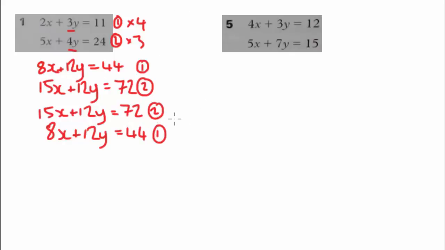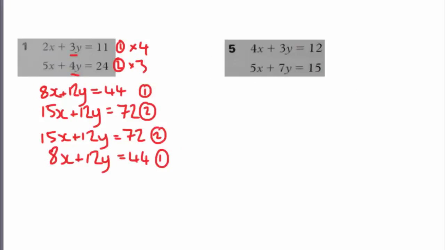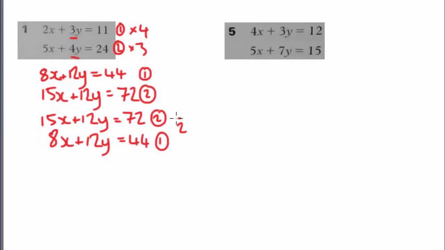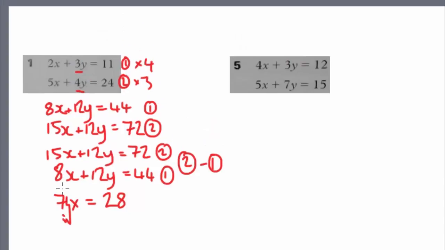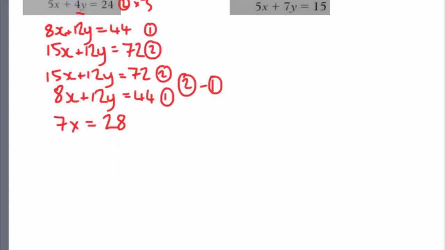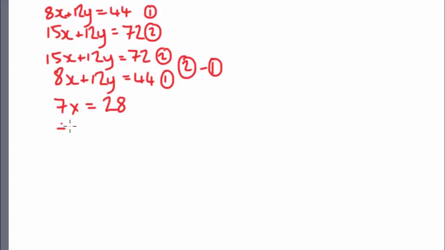So we can then subtract these, so we can do equation 2 subtract equation 1. So that's 15 minus 8, that gives us 7x, that is 28, so 7x equals 28. So then to work out what x is, we divide that by 7, we then divide that side by 7, so that's x, and that equals 4.